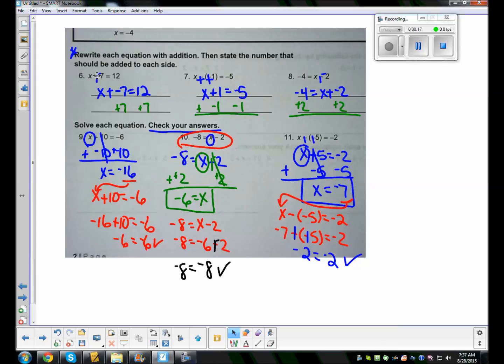I know it's a lot of steps for what looks like a simple problem, but I'm asking you to trust me to do them so that when our equations get very complicated, you still have the steps to fall back on and it's really easy for you.